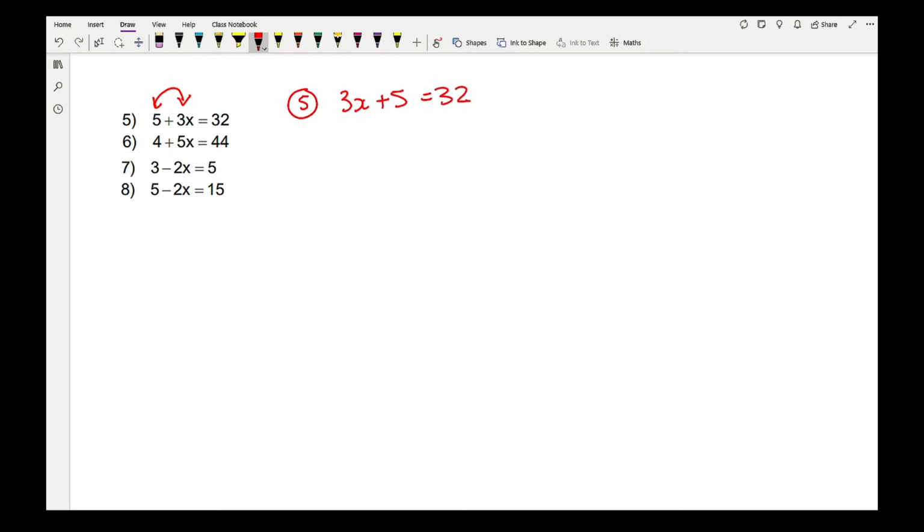And then from this, I can go through my process. So I take away 5. So I've got 3x equals 27, sorry. And then divide by 3, which gives me x equals 9.